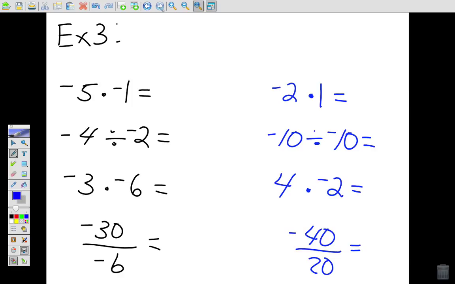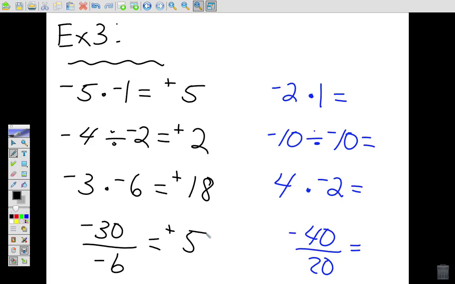All right, in example 3 on the left column, in other words, these over here, you're multiplying or dividing two negatives. So when you multiply two negatives or divide two negatives, it's always a positive answer. And I'll just write the plus for positive here. You don't have to. Now, the first one would be 5. 4 divided by 2 is 2. 3 times 6 is 18. 30 divided by 6 is 5. All positive answers because I'm multiplying or dividing two negatives.